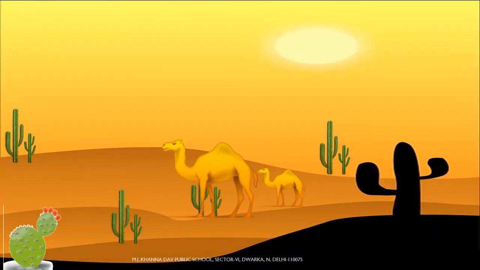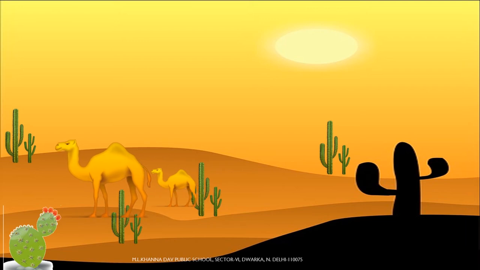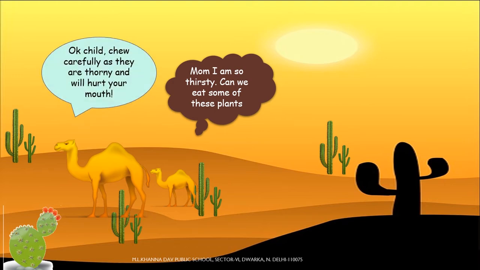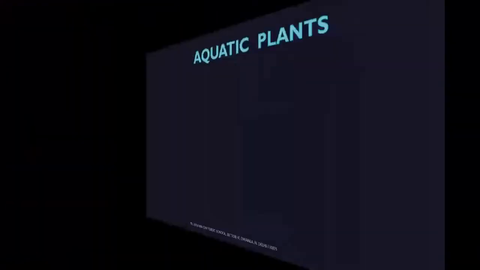And when you visit a desert area, you must have seen camels chewing on cactus plants. Of course, camels can eat the cactus plant. Like you see here in the scene, the baby camel is feeling thirsty and wants to eat some plants, and the mother is advising that they are thorny but you have to chew it carefully. Camels have special projections in their mouth which protect them from the sharpness of the cacti thorns.